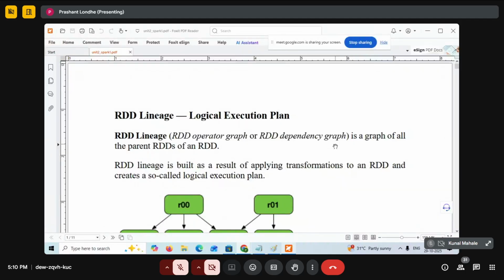Unit 1 was totally basic things related to Spark, and now we are going to learn about the ecosystems in unit 2. Unit 2 is entirely practical oriented and it is a very short unit. Initially we will understand what is the meaning of RDD and what is the meaning of logical execution plan. And second, we will understand different types of the ecosystem.